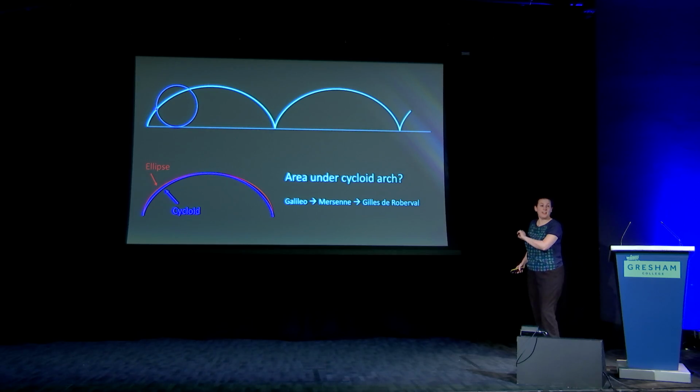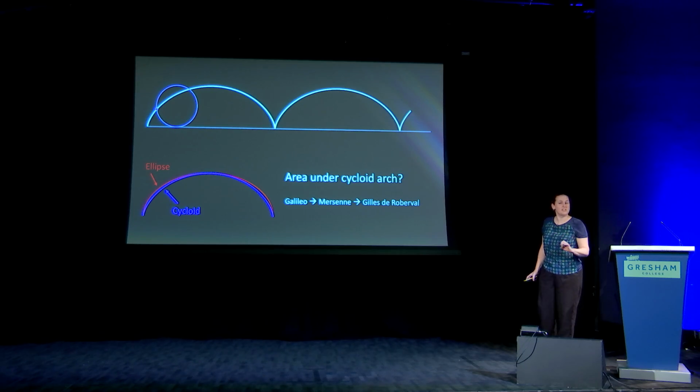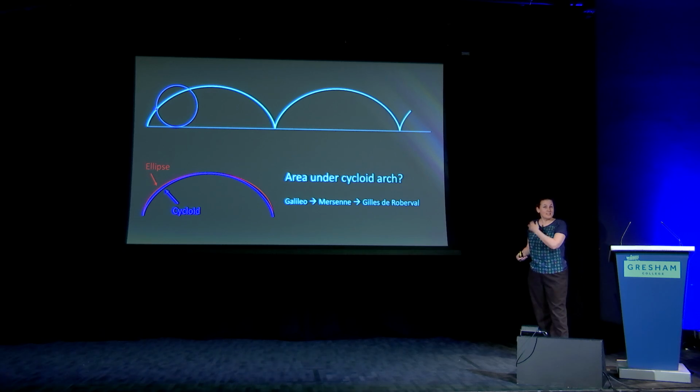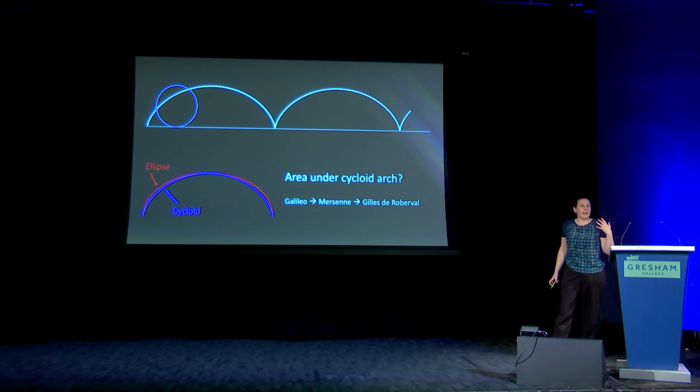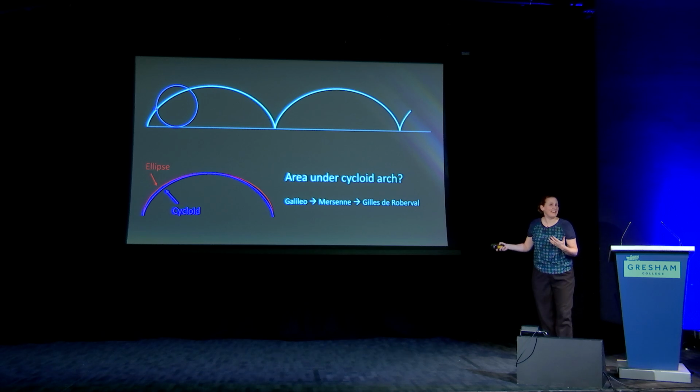But even so, he was especially secretive about his work, and a lot of what he did wasn't published until a long time later, after his death. But we do know that he was very, very likely the first to find the area under the cycloid arch. Now, it wasn't just Roberval and Mersenne and Galileo.